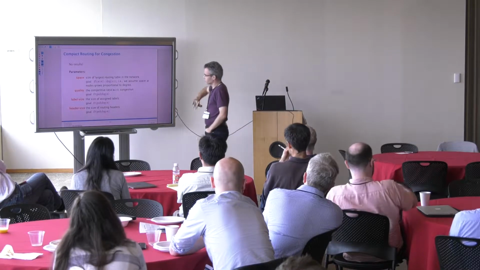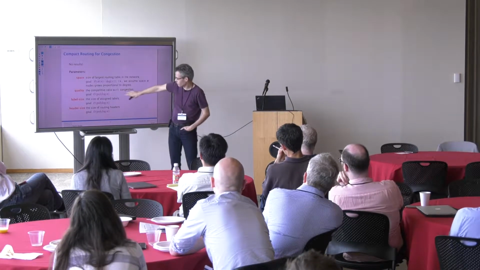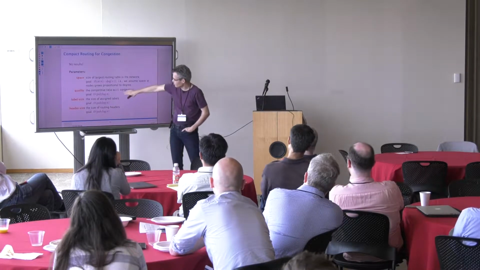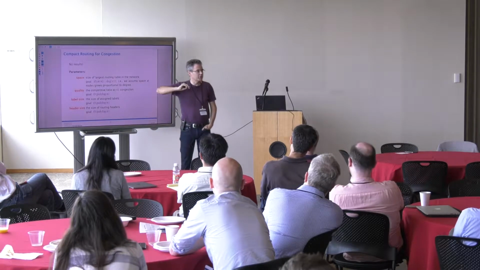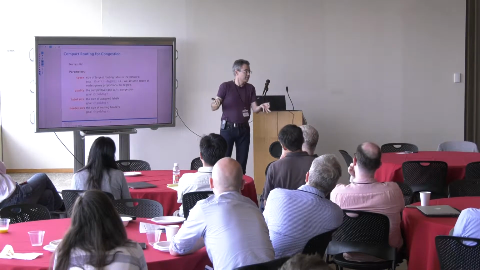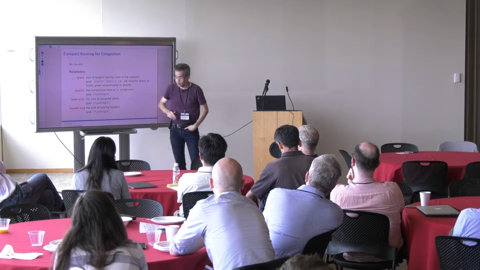And then, of course, you want to have the quality. The quality is the competitive ratio. And you want to have a small label size and a small header size. So the quality should still be polylogarithmic. I want to have a polylogarithmic competitive ratio. I cannot go below log n, of course. I want to have polylogarithmic label size and a polylogarithmic header size.